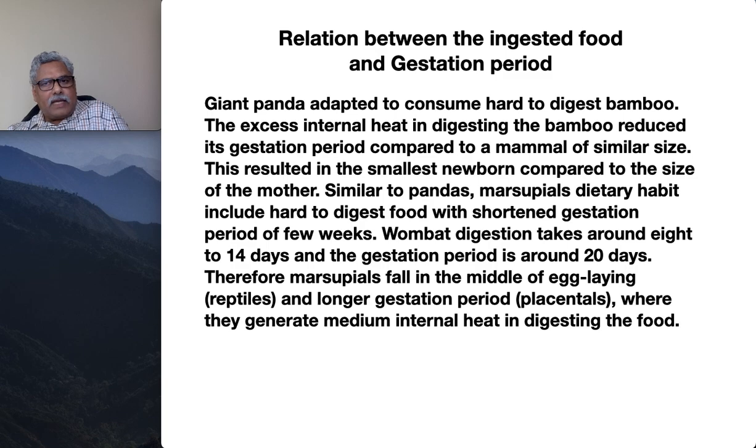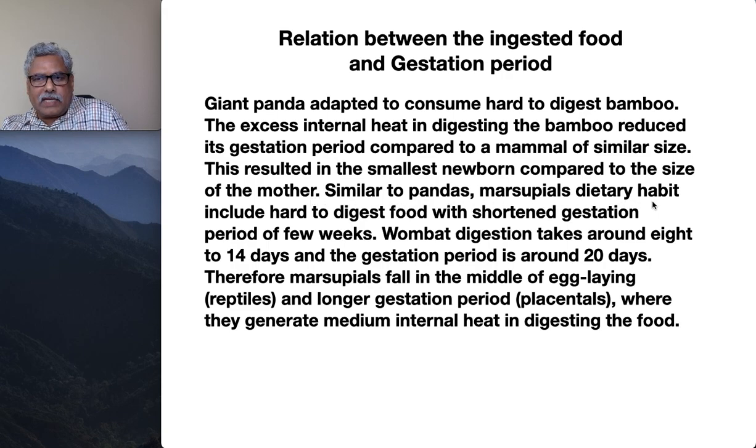So how do you define the relation between the ingested food and the gestation period? We can look at some of the data for the species. The giant panda adapted to consume hard-to-digest bamboo. The excess internal heat in digesting the bamboo reduced its gestation period compared to a mammal of similar size. The panda is almost like a bear, but the two have different gestation periods. The panda has a very short gestation period, and the bear has a long one. Why the variance? That is because of the type of food they are eating. That resulted in the smallest newborn compared to the size of the mother. When you see a panda newborn, it's very small.